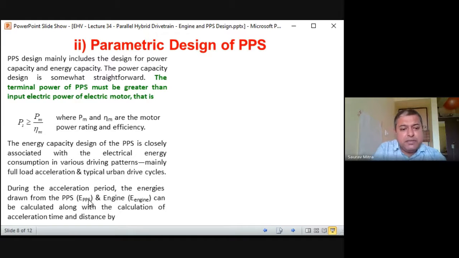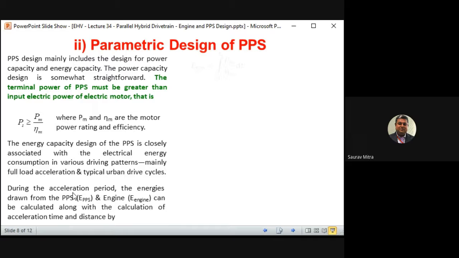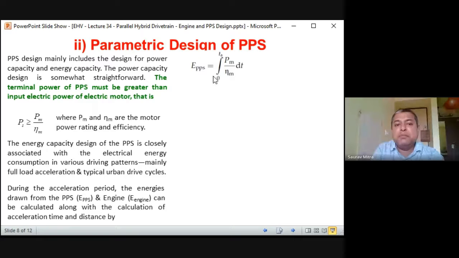But whenever it is on acceleration, or the vehicle is on a grade, going to a slope or off-road kind of a thing, at that time the engine is asking the PPS to give some power. And how much is the power given by the PPS?